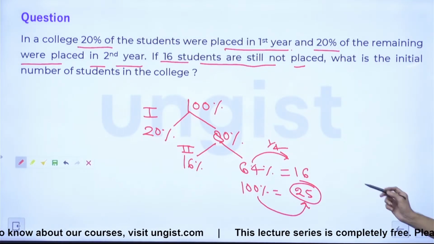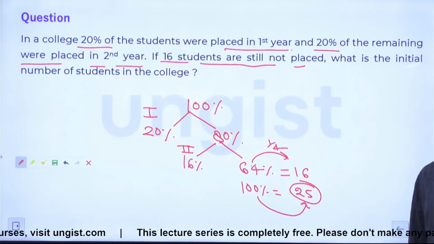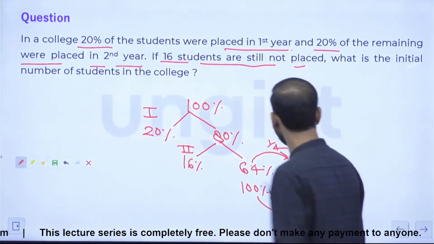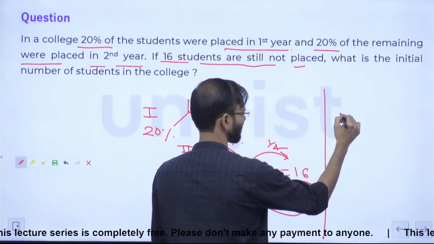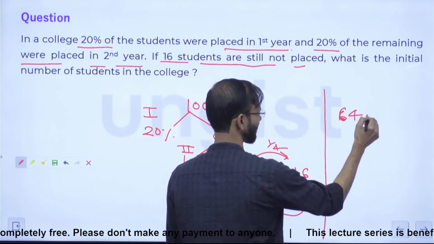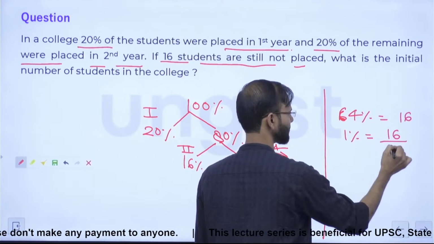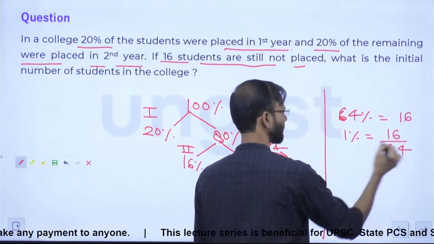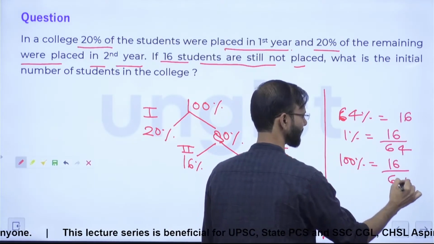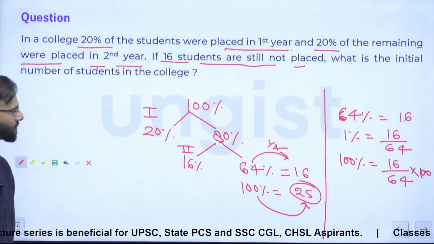Suppose that 64% of x is equal to 16, then what is x? This is the question, and I'm asking about the process. The process is: 64% is equal to 16. So 1% will be 16 by 64. So 100% will be 16 by 64 into 100. Correct?